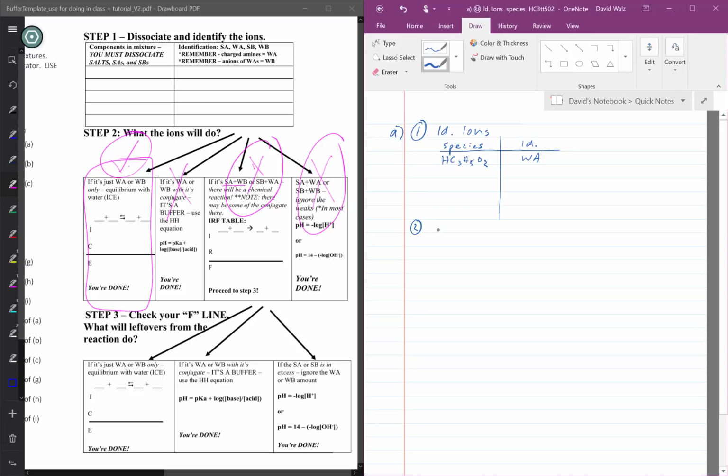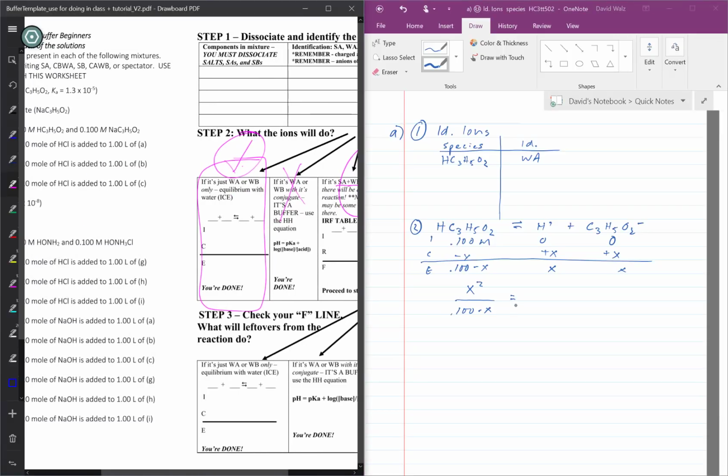So it's going to be HC3H5O2, and we'll show it dissociating. Okay, and we set up our ICE table. This was 0.100 molar. These were zeros. This goes down by x, goes up by x. You guys know how to do all this by now. 0.100 minus x, and x. So we have x squared over 0.100 minus x equals the Ka, which I think is 1.3 times 10 to the negative fifth. Okay, and then we solve this.